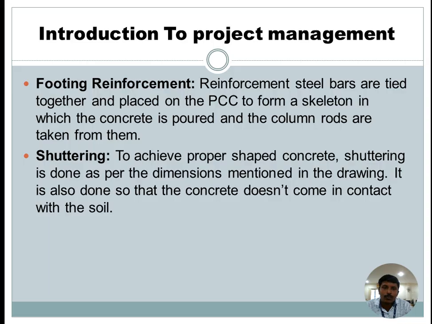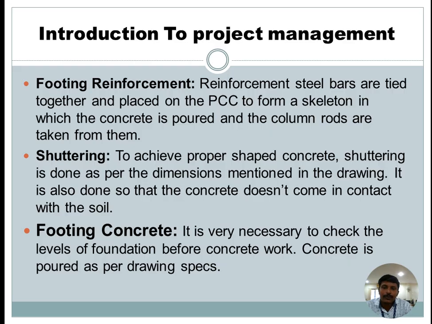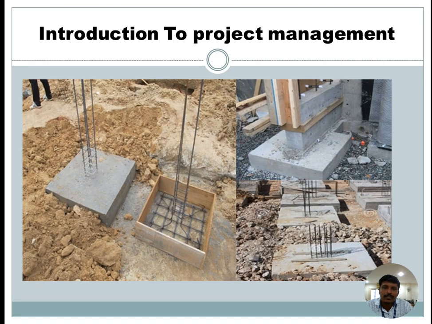Then shuttering. To achieve properly shaped concrete, shuttering is done as per the dimensions mentioned in the drawing. It is also done so that the concrete doesn't come in contact with the soil. Then footing concrete. It is very necessary to check the levels of the foundation before concrete work. Concrete is poured as per drawing specifications. This is the diagram of the footing. Here the foundation plays a vital role, bearing the superstructure load and safely transferring it into the ground.